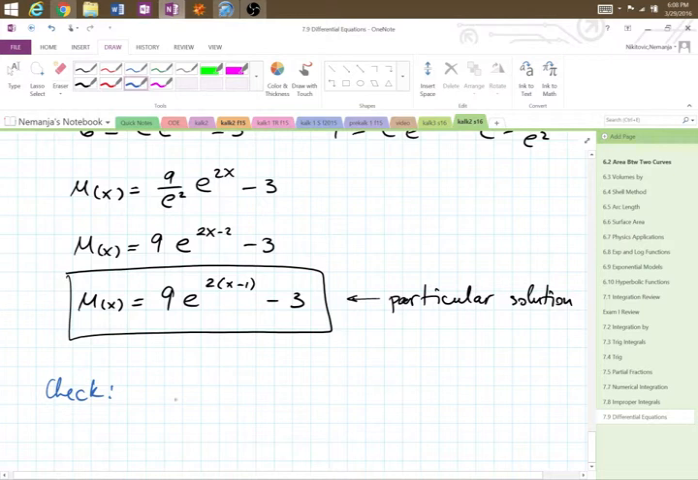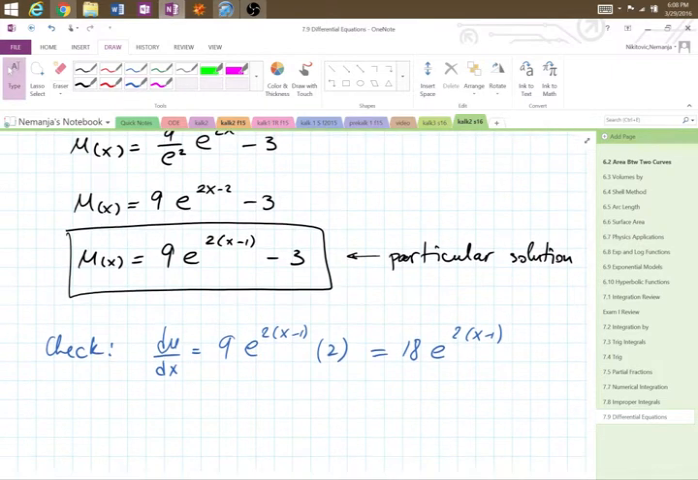So how much is du dx? Well, we have to differentiate this. Copy 9, the derivative of e to the 2x minus 1 stays the same, times the derivative of the function up there, so that's 2 in the chain rule, and the derivative of minus 3 is 0, so don't worry about that. So it works out to be 18e to the 2x minus 1. That's the derivative. And that's the left-hand side.